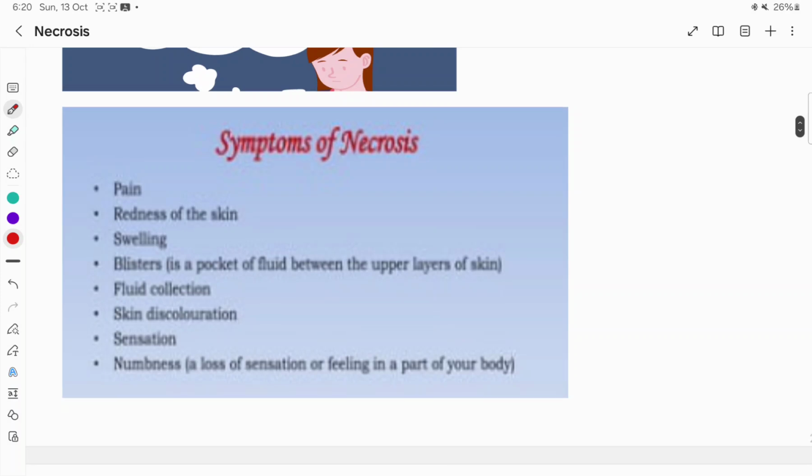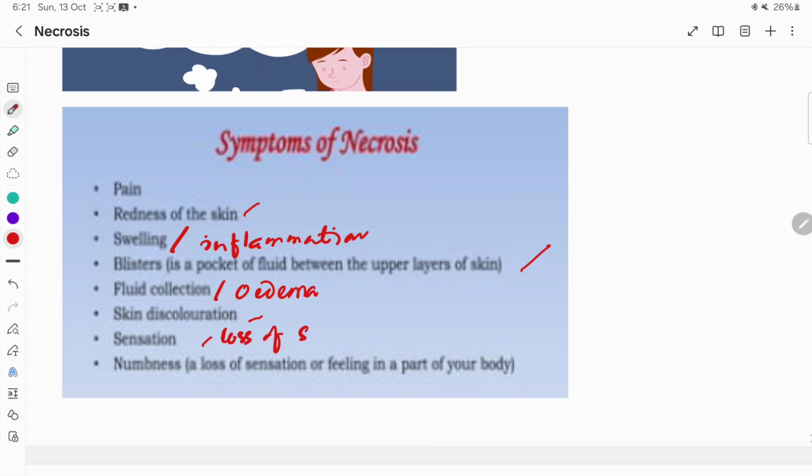So the symptoms of necrosis: there will be redness of the skin, swelling or inflammation, and pain, blisters, the pocket of fluid between upper layers of skin. So there will be edema or fluid collection, which causes the inflammation. Then there is skin discoloration, numbness, and loss of sensation. So these are the symptoms.